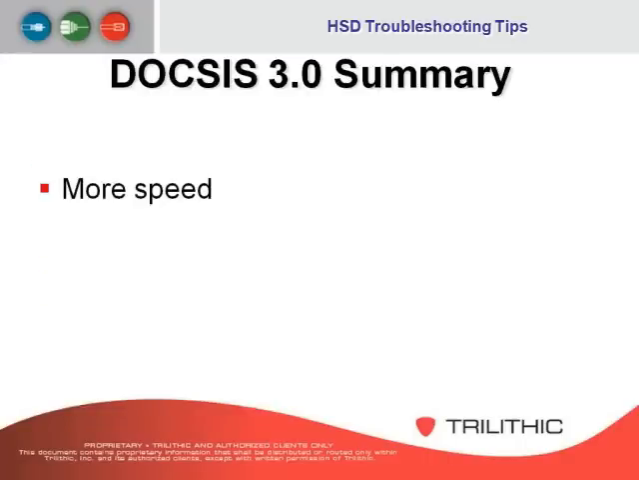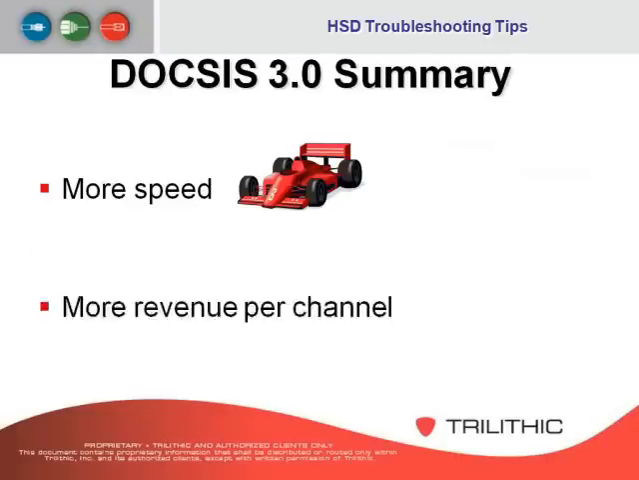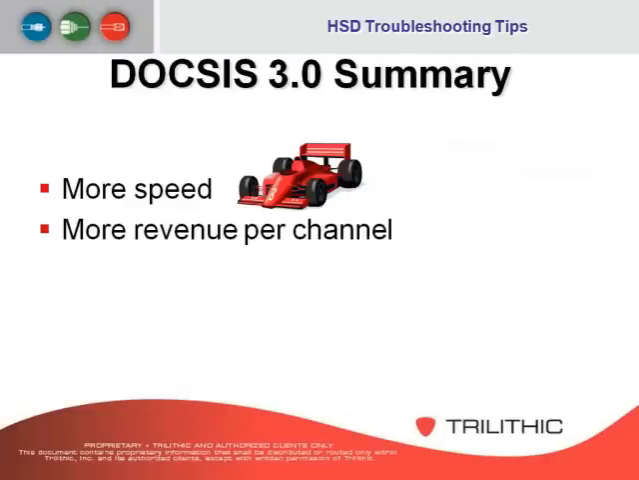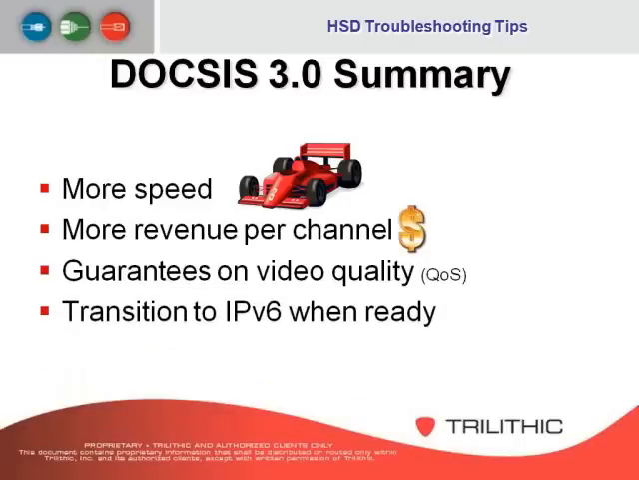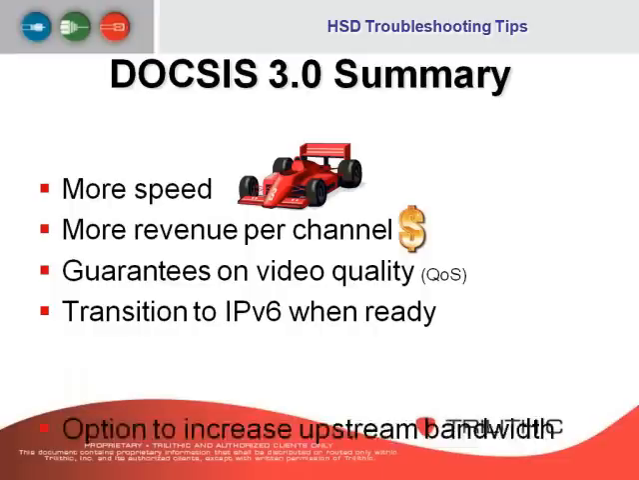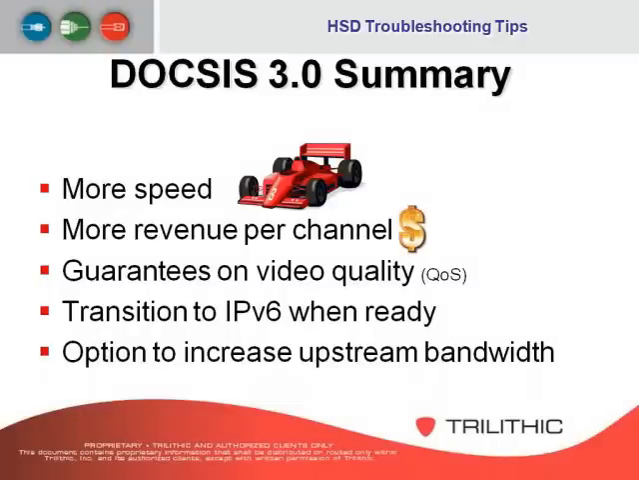So a DOCSIS 3.0 summary is you get more speed, more revenue per channel, guarantees on video quality due to the QoS, the quality of service, transition to IPv6 when ready gives you the ability of more IP addresses. Option to increase the upstream bandwidth, which increases your capacity.